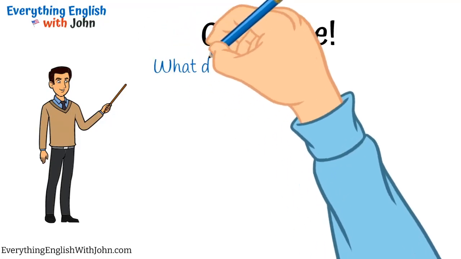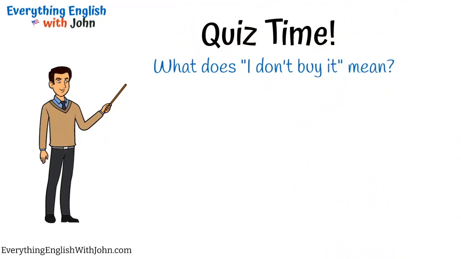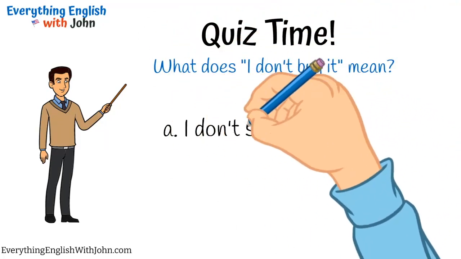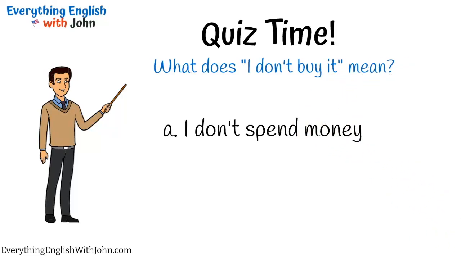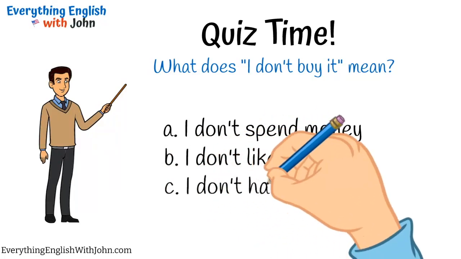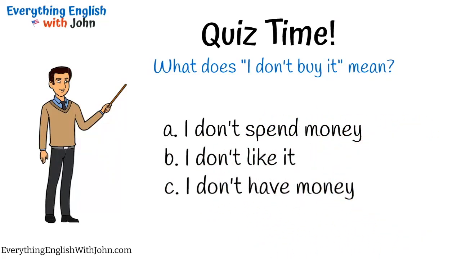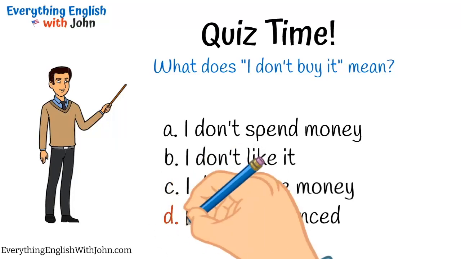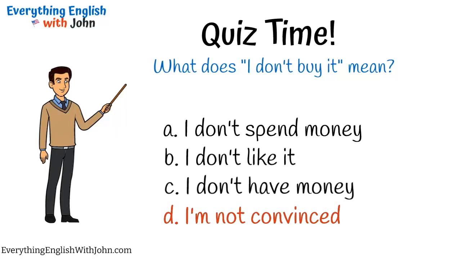Quiz time! What does "I don't buy it" mean? I don't spend money. I don't like it. I don't have money. I'm not convinced. Please pause the video and answer the question. That's right, it's D. I'm not convinced.